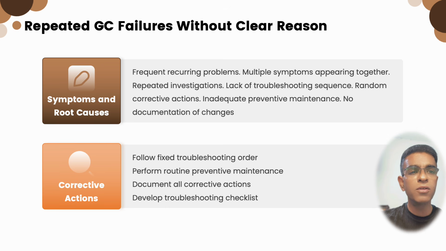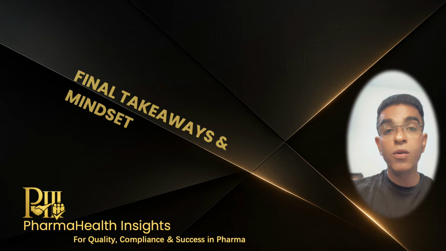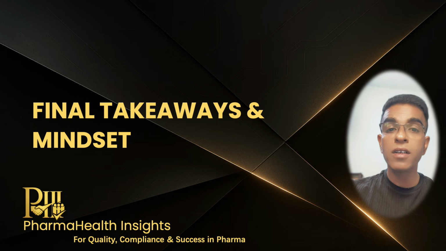The most effective solution is to follow a fixed troubleshooting sequence: gas, injector, column, detector, and the method. Preventive maintenance schedules must be strictly followed. Every corrective action must be documented so that recurring patterns can be identified. This structured approach significantly reduces repeated failures and investigation burdens. Now, let us conclude this masterclass with a clear takeaway.